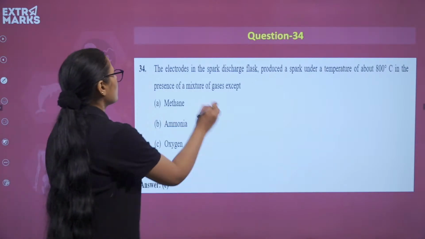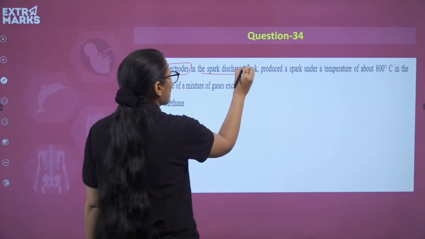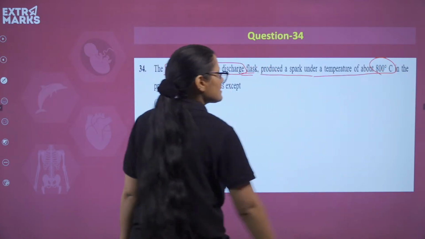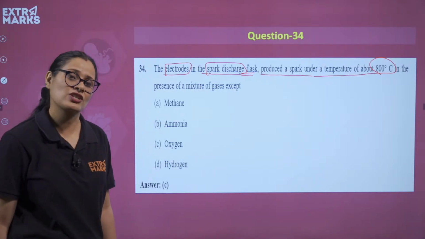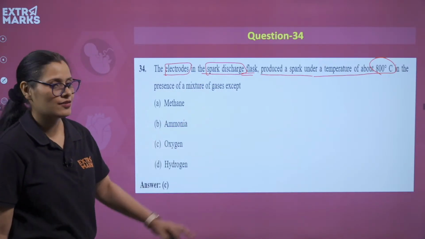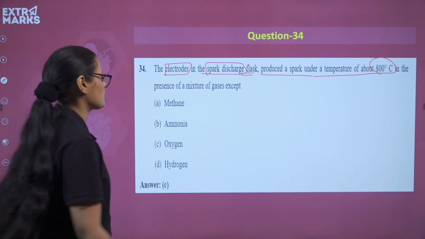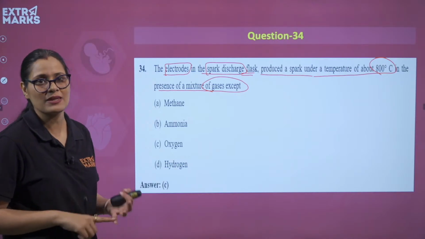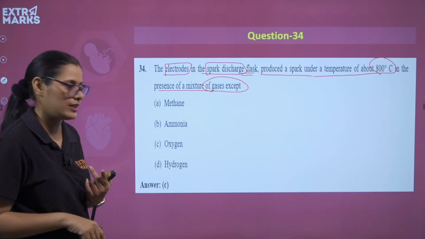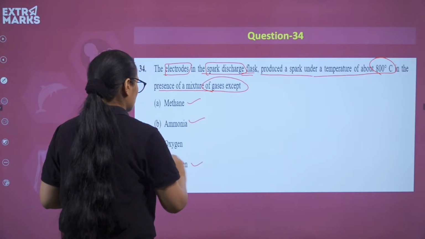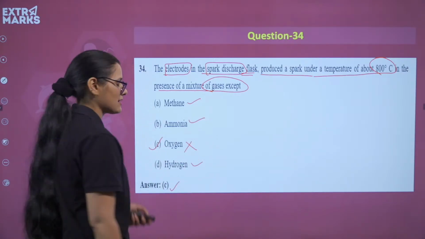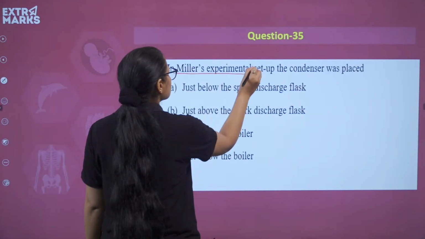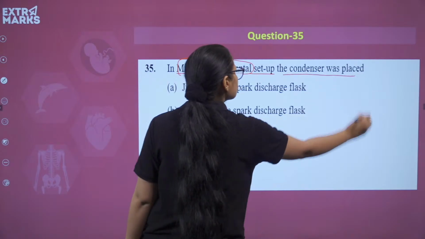Next question 34 says the electrodes in the spark discharge flask produce a spark under a temperature of 800 degrees Celsius. This is what we talked about in the first question. S.L. Miller created 800 degrees Celsius because of this electric discharge, in the presence of a mixture of gases except, and the mixture of gases involves methane, hydrogen, water vapor and ammonia. So methane, ammonia and hydrogen would be there. Oxygen is incorrect. So the answer is option C. Next question 35 says, in Miller's experimental setup, the condenser was placed.